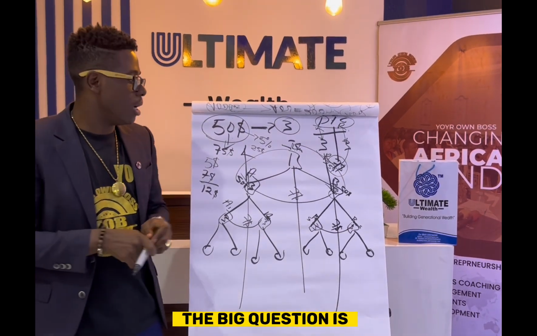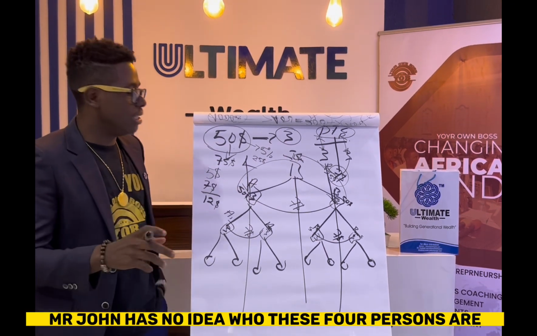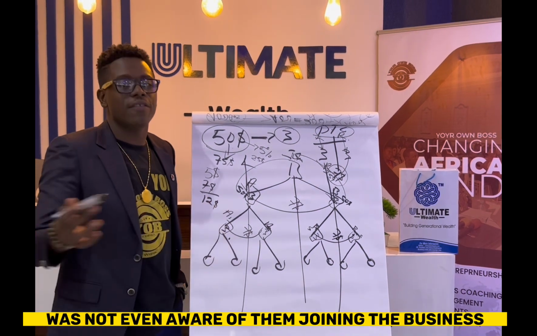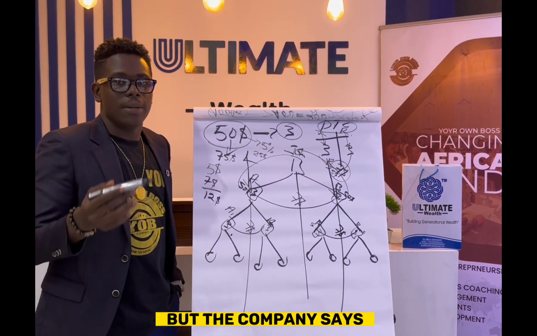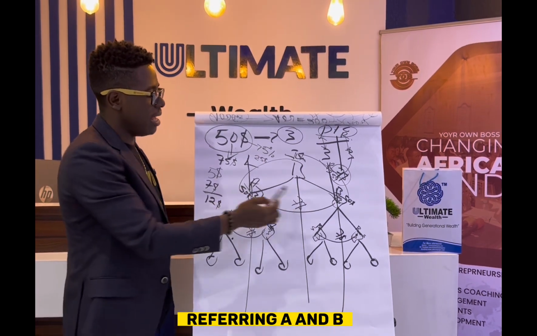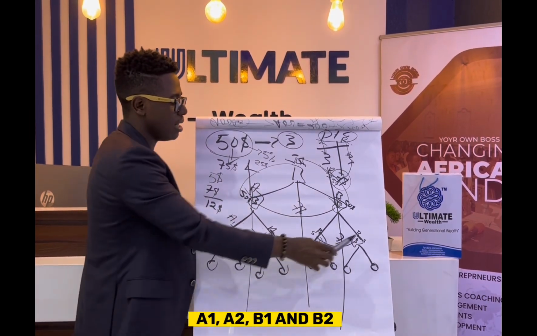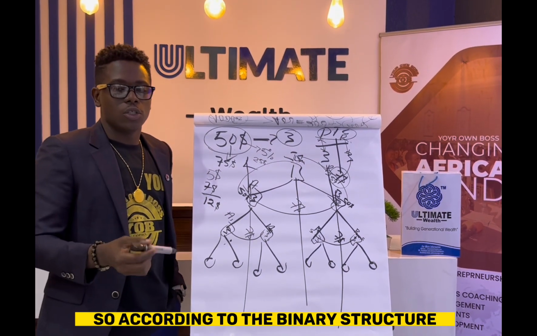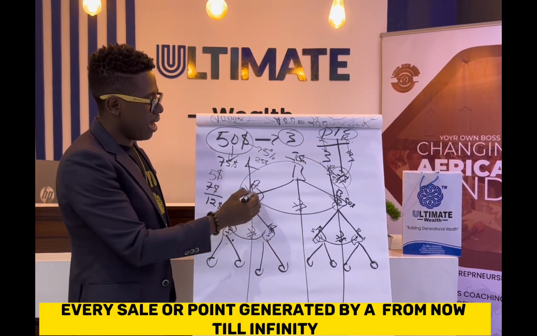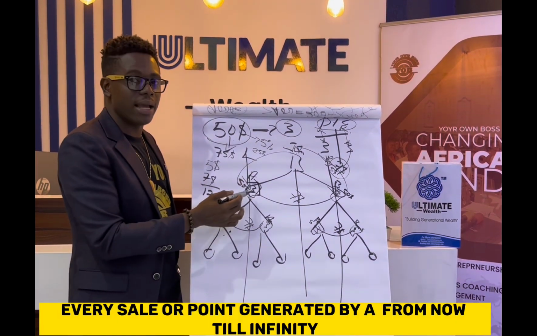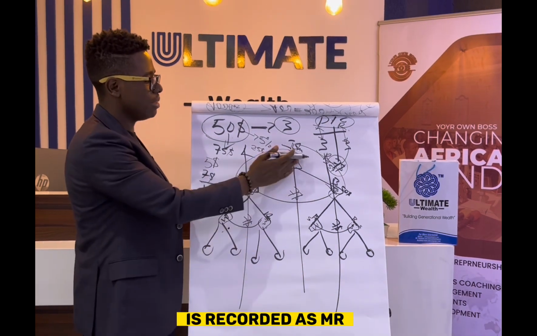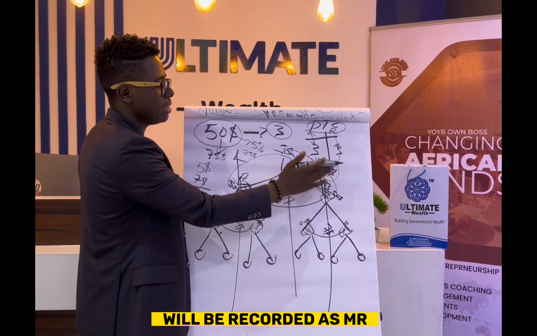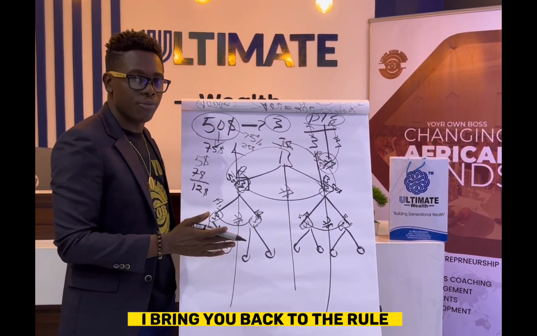The big question is, what happens to Mr. John? Mr. John has no idea who these 4 persons are, or probably was not even aware of them joining the business. But the company says, without Mr. John referring A and B, A1, A2, B1, and B2, and everybody who comes after in this system would never have known about the business. So according to the binary structure, every sale or point generated by A from now to infinity is recorded as Mr. John's left group, and every sale or point generated by B and his team will be recorded as Mr. John's right group.